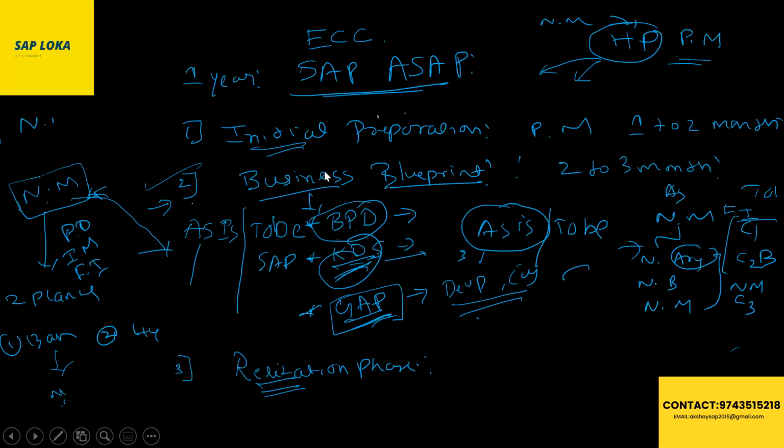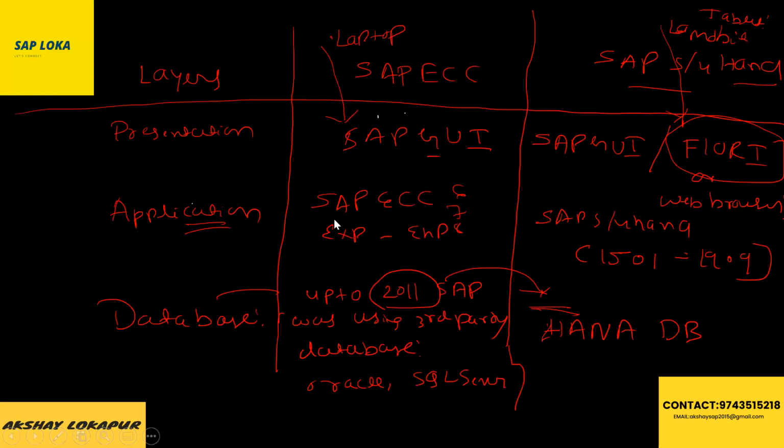Here in the business blueprint phase, for the initial 3 months it's only paperwork. We used to type everything on paper and show it to them, saying this is how we are going to do it in SAP. These people don't have any access to the SAP system. But now in the explore phase, we'll give access to these people.